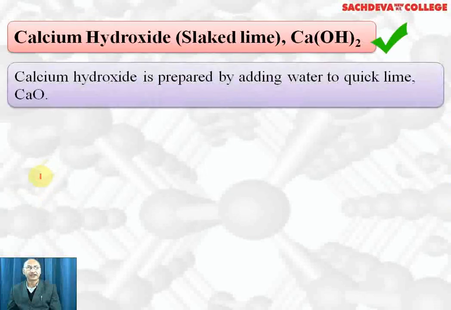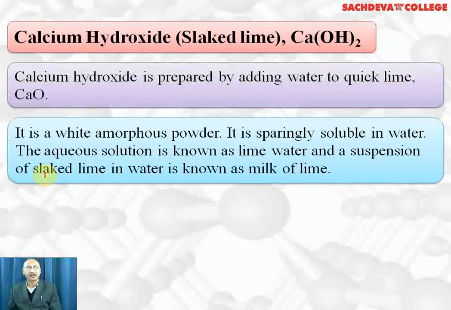Calcium hydroxide. Calcium hydroxide is prepared by adding water to quicklime, and the reaction is highly exothermic. It is a white amorphous powder. It is sparingly soluble in water. Its clear aqueous solution is known as lime water, which is used for testing carbon dioxide as well as sulfur dioxide, and a suspension of slaked lime in water is known as milk of lime, which is used for whitewashing.